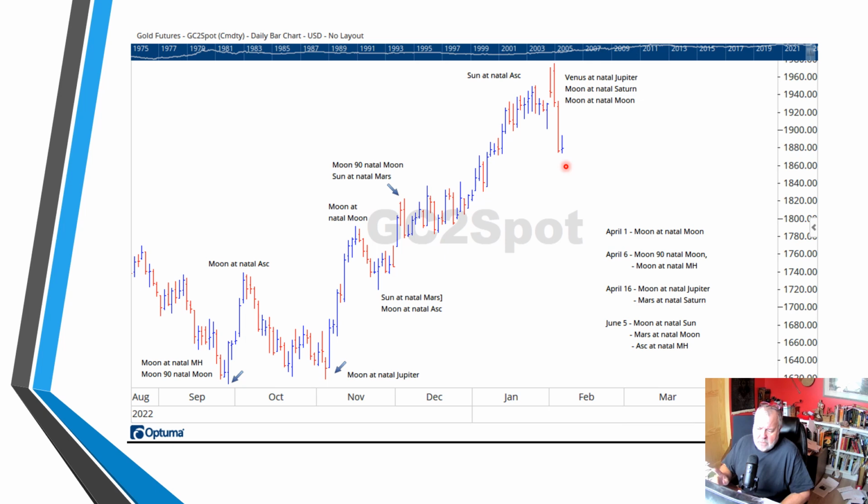April 1, Moon is going to be passing natal Moon. April 6, Moon is going to be 90 degrees square natal Moon, and Moon is also going to be passing the natal midheaven from the 1974 horoscope. April 16th, Moon at natal Jupiter, Mars at natal Saturn. And then there's one more in June 5th, and you've got 3 events that occur there.